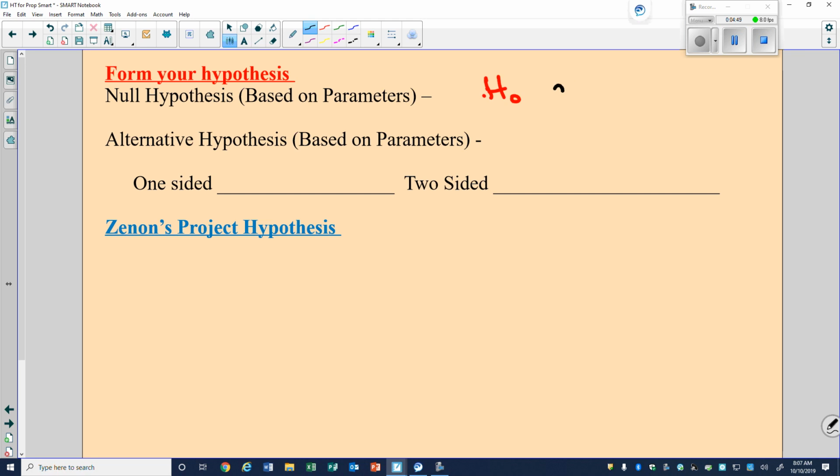And this null hypothesis is always going to be what we assume to be true from the very beginning of the study. Before we ever even took a sample, before we even got results, what did we assume from the very beginning? Your alternative hypothesis, which is represented by H sub A, is always going to be what we are trying to prove.